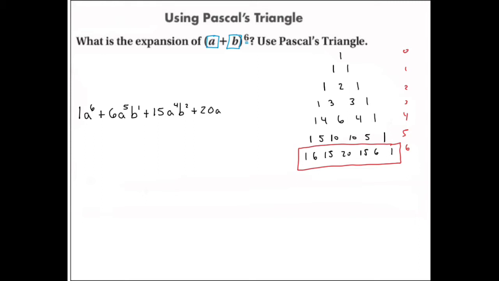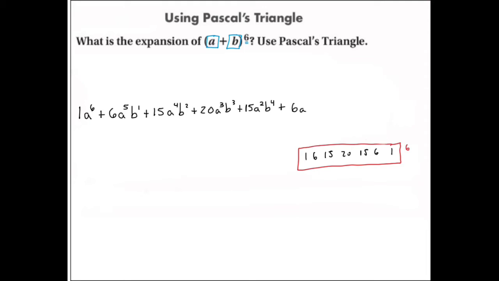20, a to the third, b to the third. Then we got 15, a to the second, b to the fourth. I'm going to have to remove part of my Pascal's triangle here. I'm going to run out of space. All right, so I'll move that. And then I've got 6, a to the first, b to the fifth.